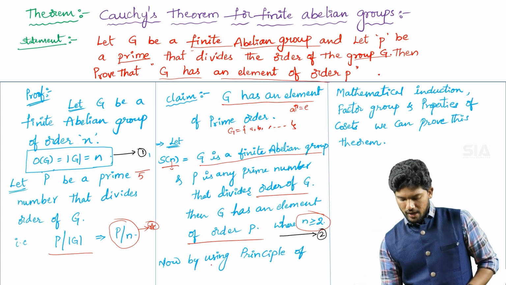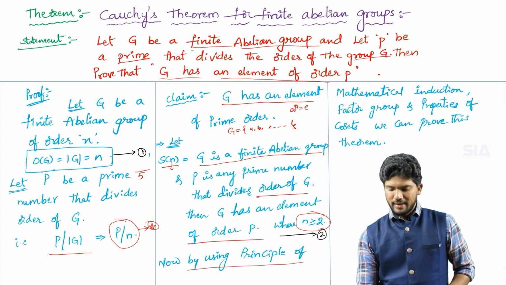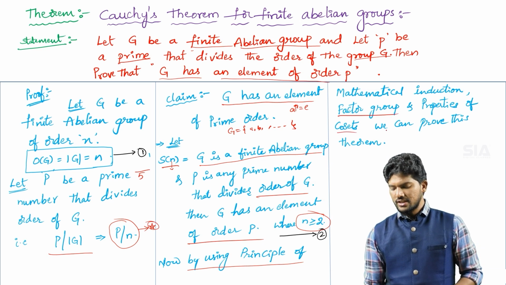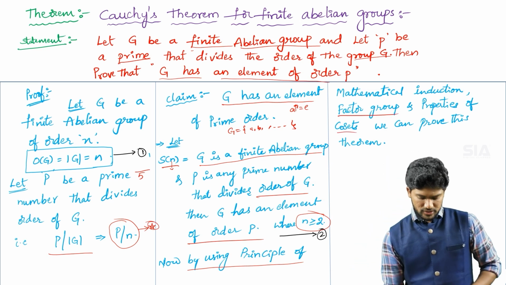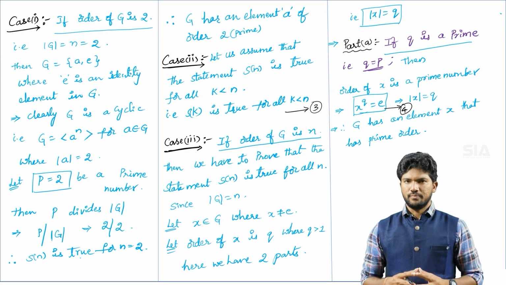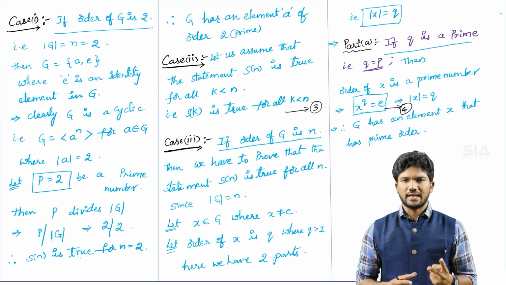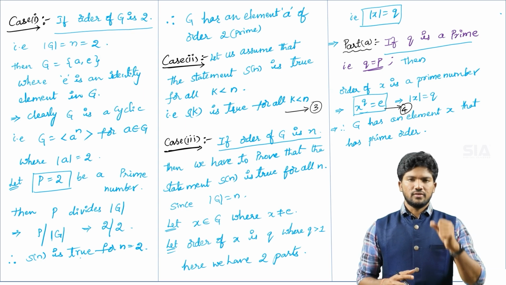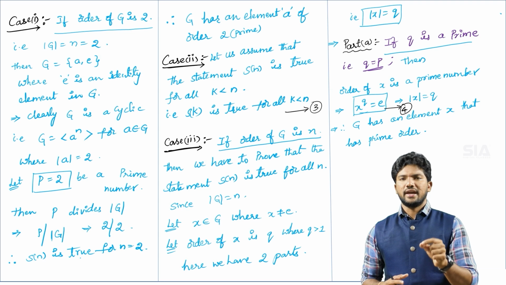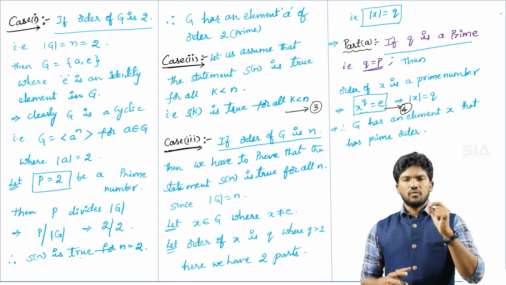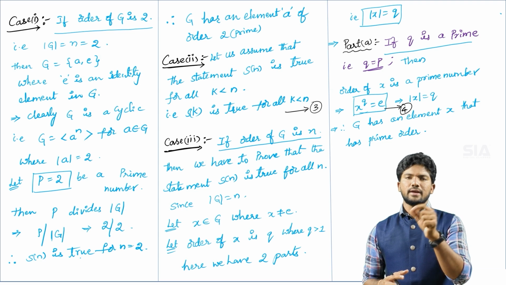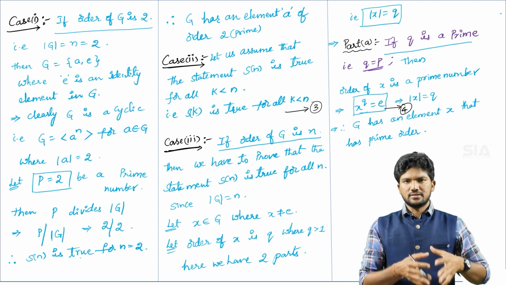Now, by using the principle of mathematical induction, factor groups and properties of cosets, we can prove this theorem. Here, for the principle of mathematical induction, we are going to use the second principle. There are two types of mathematical induction principles. The first one: in case 2 we have to assume the statement is true for n is equal to k, and in case 3 we have to prove it for n is equal to k plus 1. That is the first method.